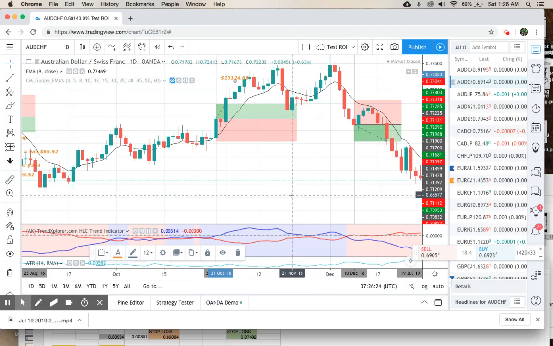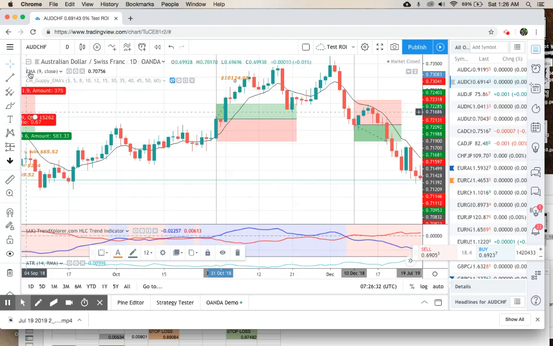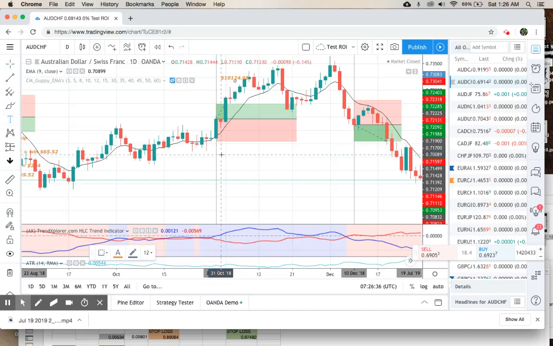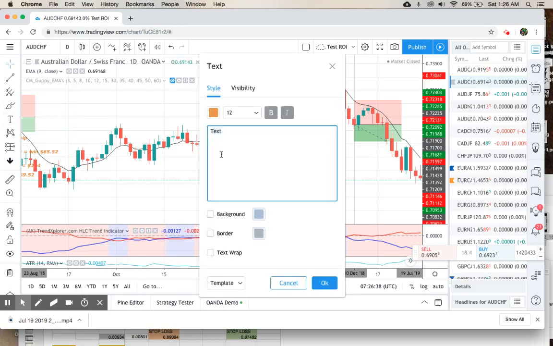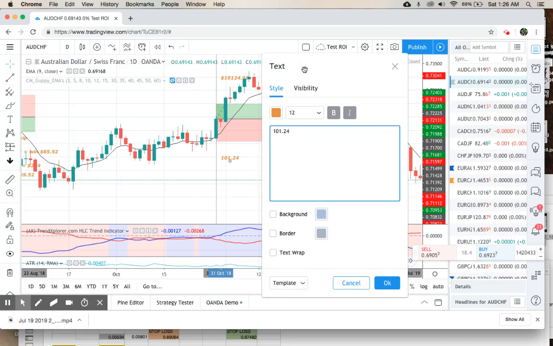Okay, and then what is 1% of that? Times 1% is 101.246. Let's just call it 101.24. I don't care about rounding up. So $101.24 we're going to risk, because it's going to be two halves of 1% each. So this is 1%.